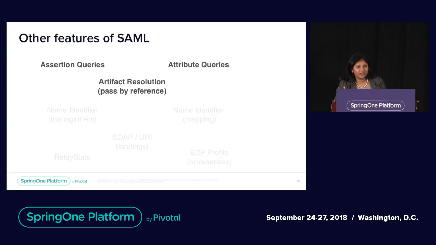So we'll try to tackle it as a group of features. So the first group is assertion queries, attribute queries, and artifact resolution. They all have to do with user claims.